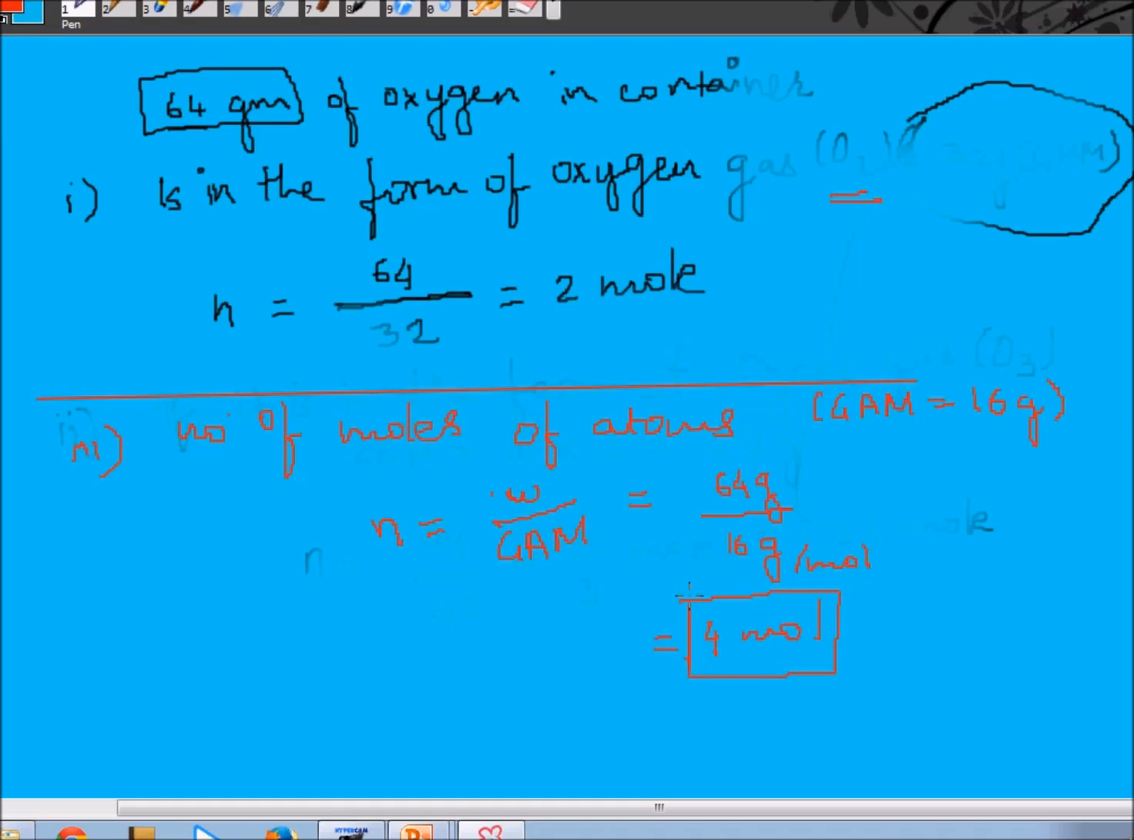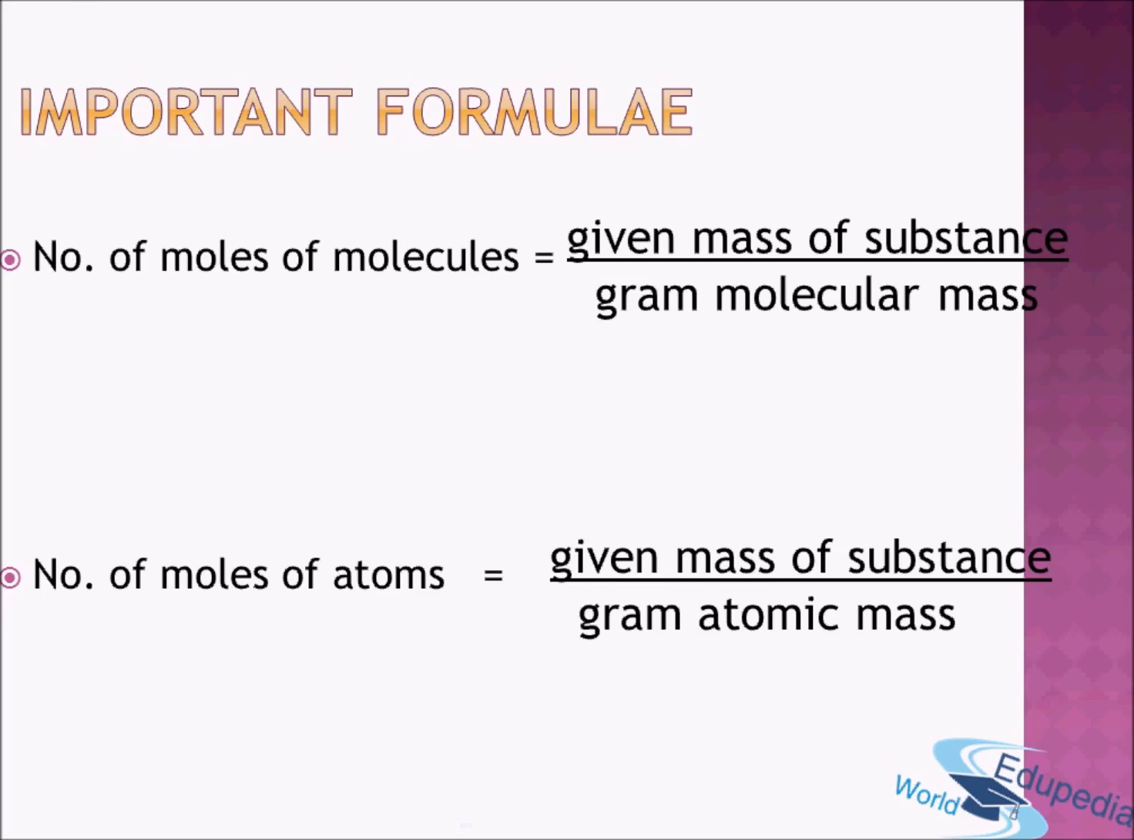Okay, so this is how you use both the formulas. A few important points over here. First, in your questions and even in your textbooks, in the other topics, you will often find it directly written as molecular mass of oxygen is 32 gram or atomic mass of oxygen is 16 gram. They haven't written it as gram atomic mass or gram molecular mass, but just by looking at the units, 16 gram, 32 gram, we can directly conclude that they are actually referring to gram atomic mass and gram molecular mass.